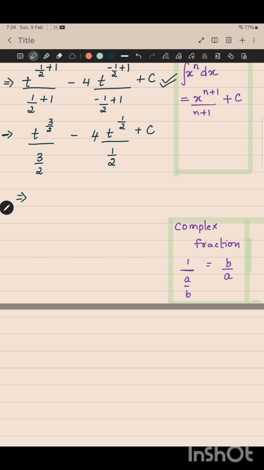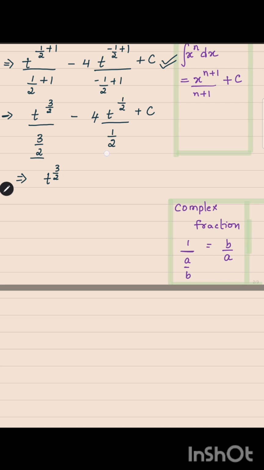Now this implies, so here we have t to the power 3 by 2. Here you have a fraction in the bottom, right? A fraction in the bottom. This type of fraction is called a complex fraction. When we have 1 by a by b, we write it as b by a. So here you can think of 1 by a by b, then that will be equal to b by a.